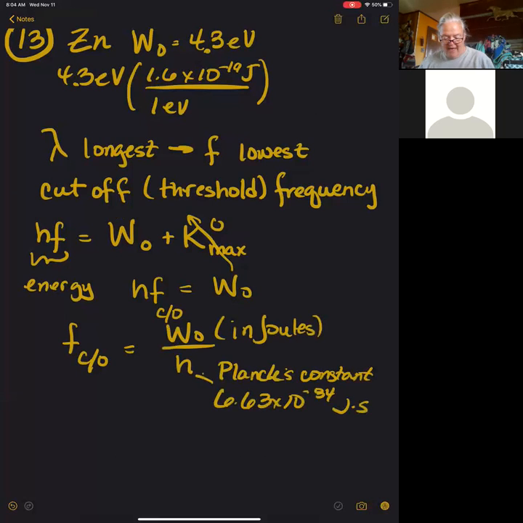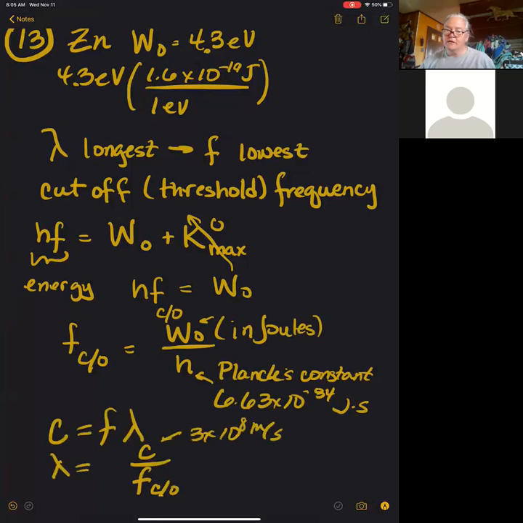So I know what that is, I know what this is, so that gets me the frequency. I want to find the wavelength. So I have to go back and remember from chapter 1 how to do the wave speed equation. The speed of light is equal to the frequency times the wavelength of my light. So the wavelength of my light is just going to be the speed of light in vacuum divided by the frequency, and in this case, it's going to be the cutoff frequency. I know this is 3 times 10 to the 8th meters per second for vacuum. So I know everything I need to know to find the longest wavelength.